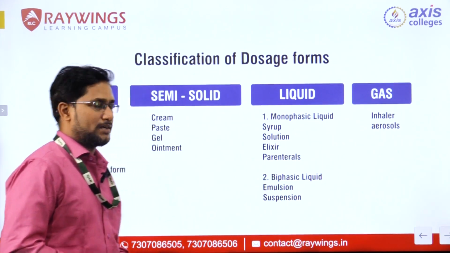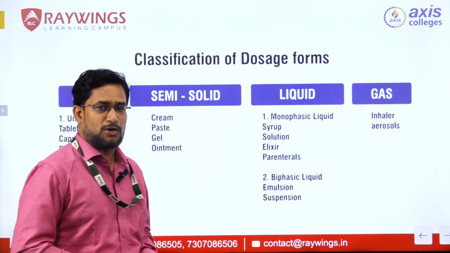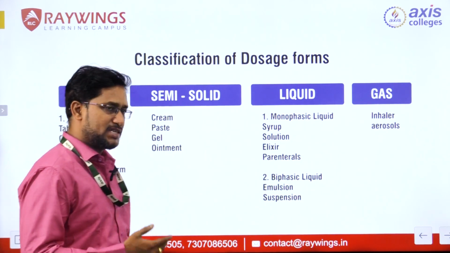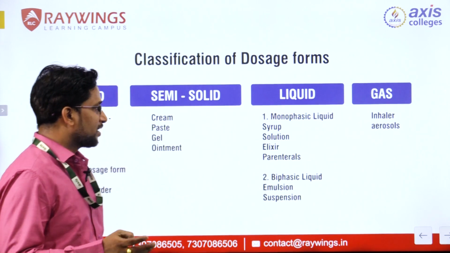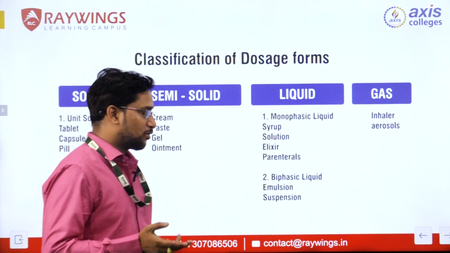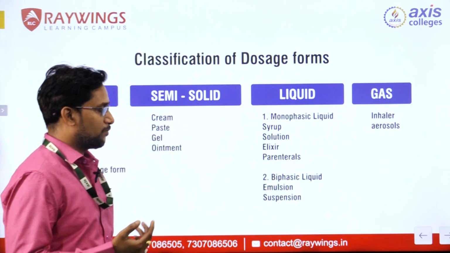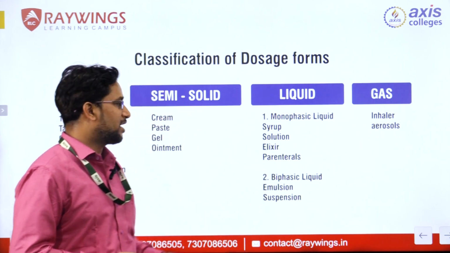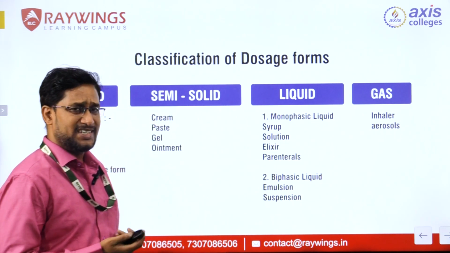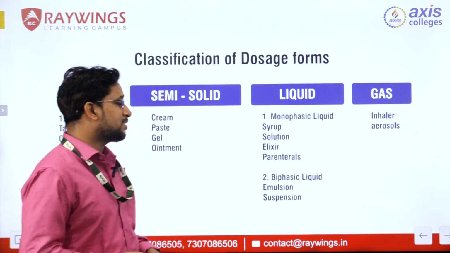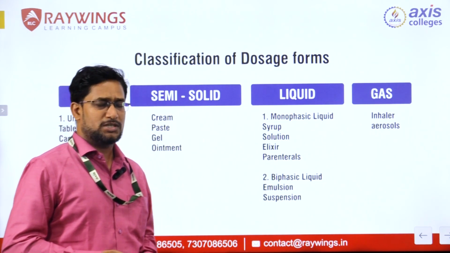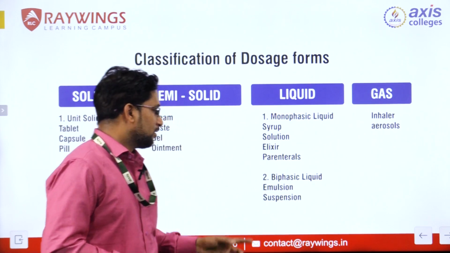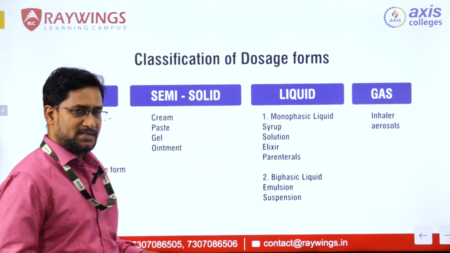The second type is semi-solid dosage forms. These have properties of both solids and liquids, and include creams, pastes, gels, ointments, etc. The third one is liquid dosage forms. The liquid dosage forms, as we studied before, are monophasic and biphasic. Monophasic has only one phase, like syrup, solution, elixirs, parenterals, meaning injections, etc. The second one is biphasic liquid dosage forms, which have two visible phases, for example emulsion and suspension.